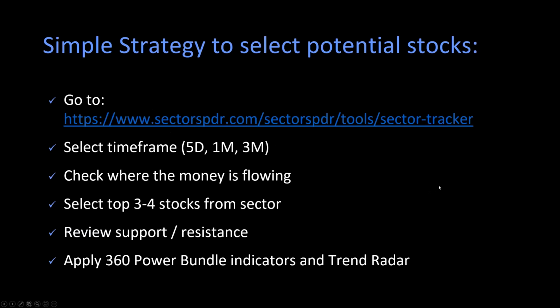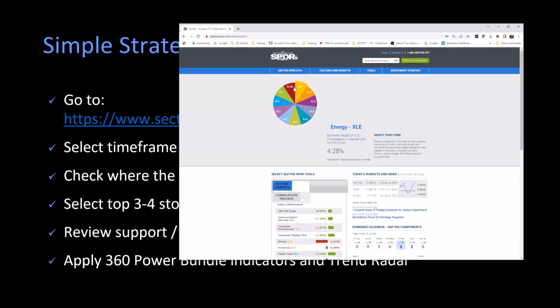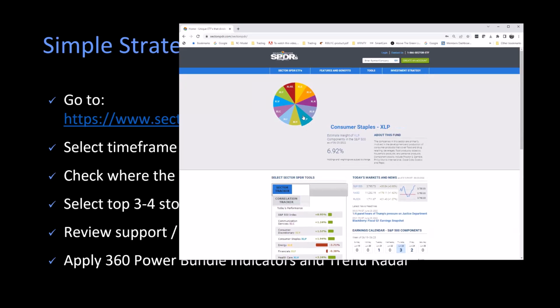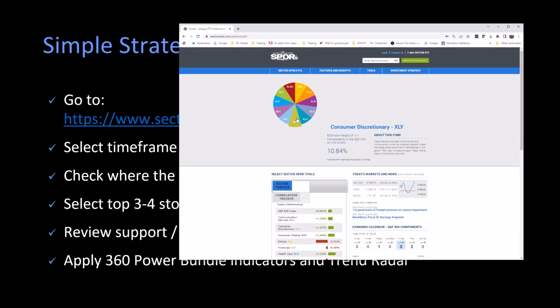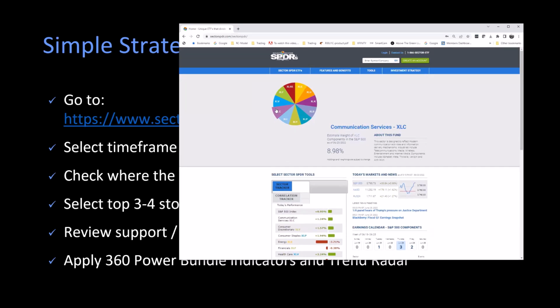There are different sectors, 11 of them, and all the stocks are divided into those different sectors. I'll show you them in a second. Go to that tool that looks like this here. On the page, you see all these different sectors. We have an ETF for each of the sectors, and you can click on those and see what are the consumer staples, the consumer discretionary, industrials, communication, and so on, energy.